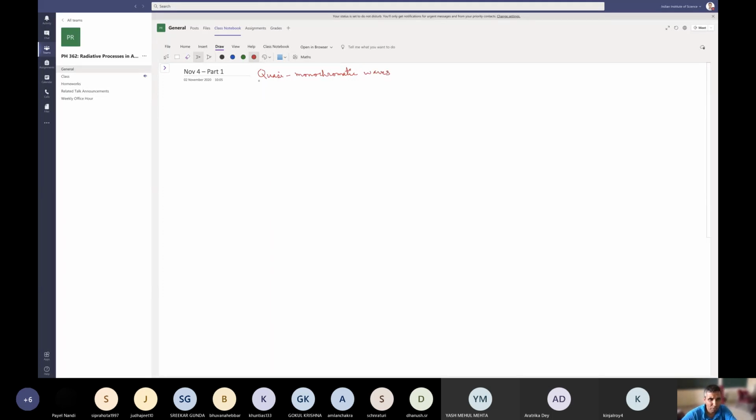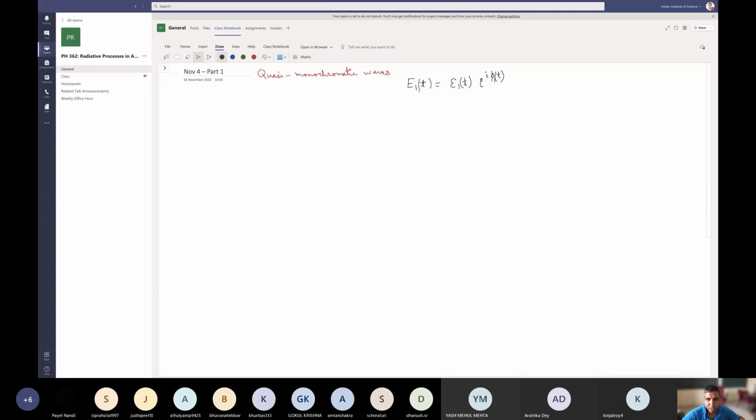So, what are quasi-monochromatic waves? Let me actually write down what I mean. So E1 is equal to epsilon 1 t e to the i phi 1 t. Okay.